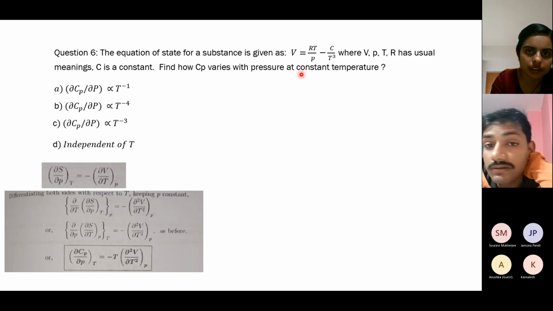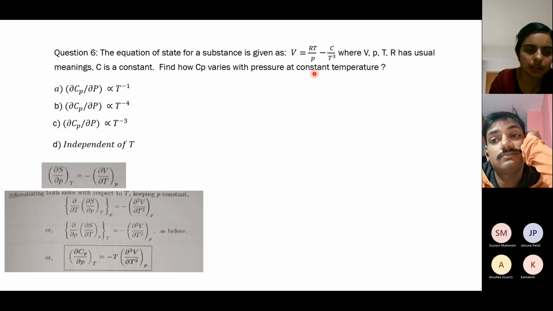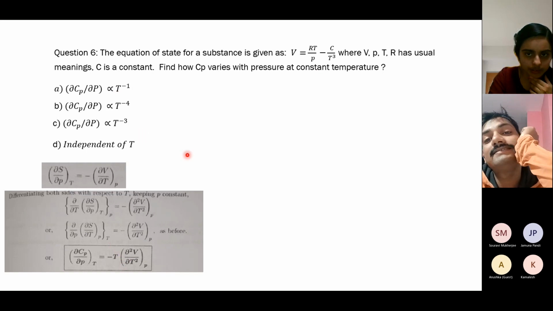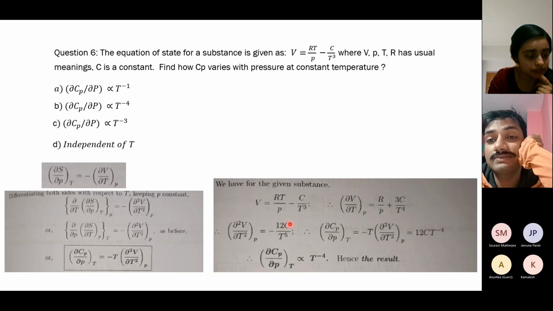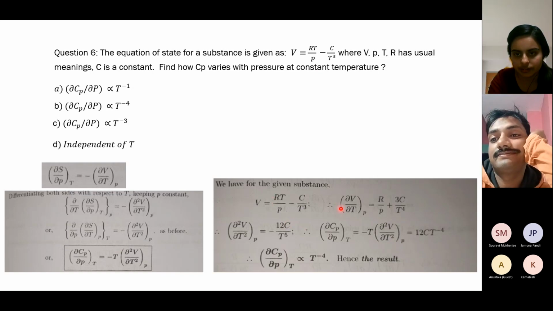Because you differentiate it twice, right? That's how you get it. And then you multiply by T. You remember to multiply by T. Correct. That is very important, otherwise your answer will be wrong. So this is your volume. You differentiate it twice, multiply by T, and this is the expression that you get.